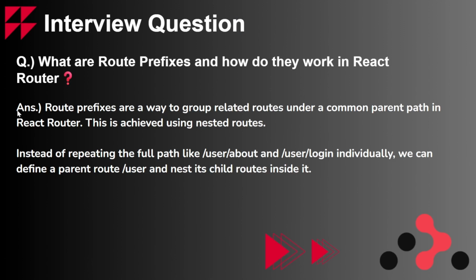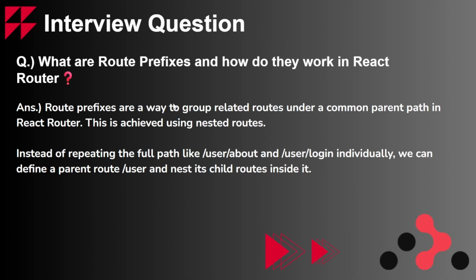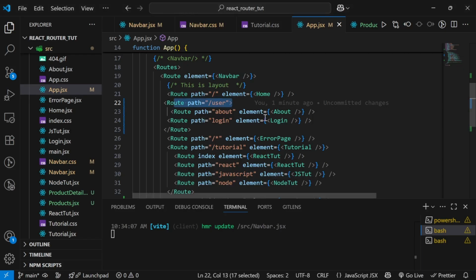Now let us read the answer so that it will be super clear for you. Root prefixes are a way to group related roots under a common parent path in React Router. This is achieved using nested roots, right? That is what we are doing here in our code. We are grouping different paths into a single parent, which was user in this case. Instead of repeating the full path like /user/about and /user/login individually, we can define a parent root and nest its child roots inside it. The other way of doing the same thing, let me show you.